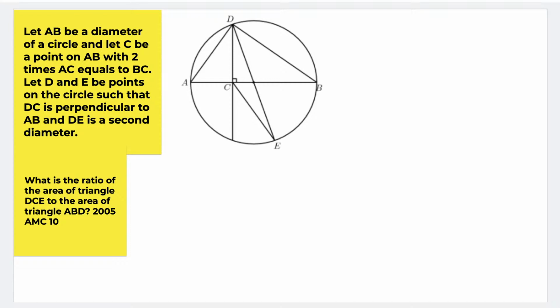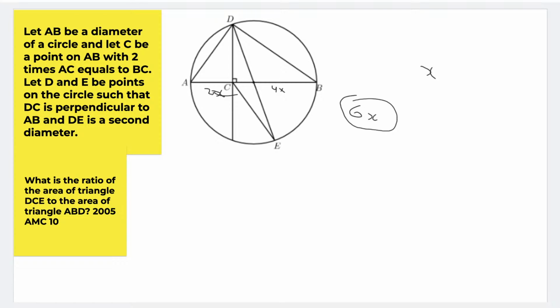Now this is another very important problem. It's just about reading what it says. Let AB be a diameter of a circle, and let C be a point on AB with 2 times AC equals BC. So pretend BC is 4x. Then AC is 2x because it's half of BC. The reason I'm using 4x is that if I use just x, this is going to be in fractions, and we don't like fractions. So 2x plus 4x is 6x. Now 6x is the diameter, so the radius is 3x.